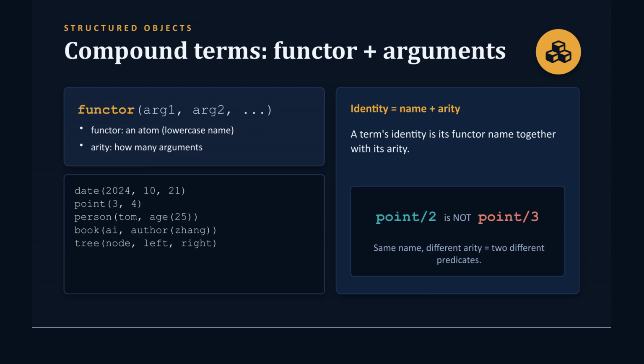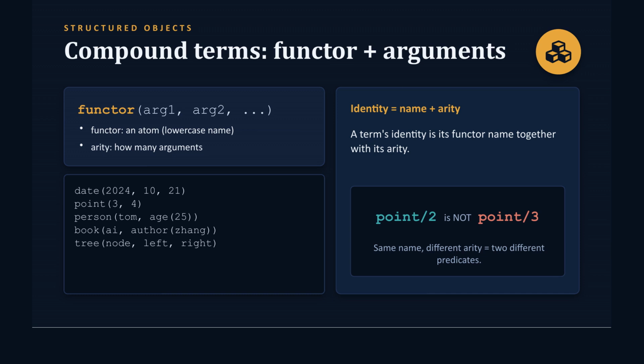Let us start with structure. A compound term is a functor, a name written in lowercase, followed by one or more arguments in parentheses. Date of 2024, 10, 21. Point of 3, 4. Person of Tom and age 25. The arguments can be anything: atoms, variables, even other compound terms.